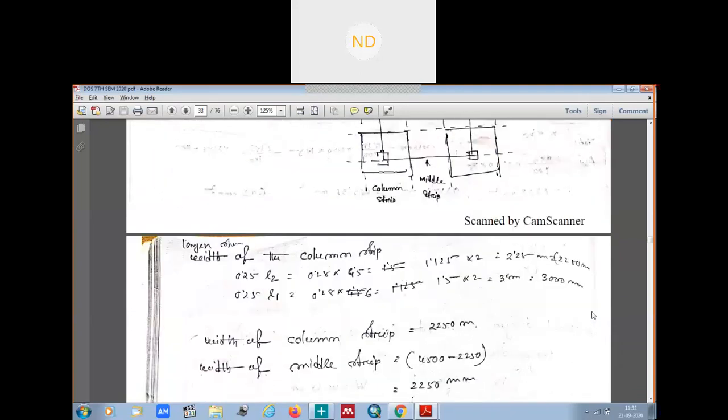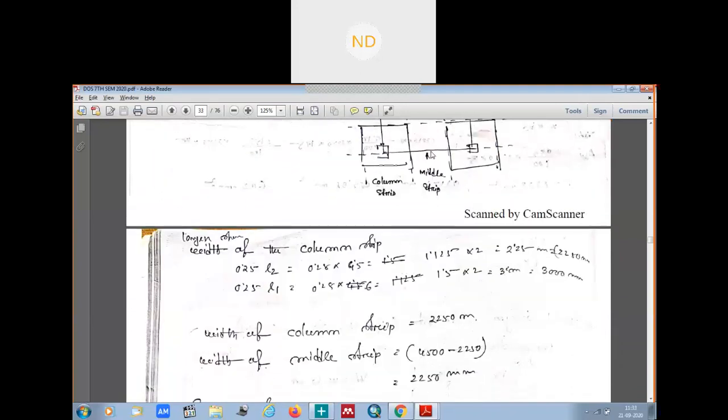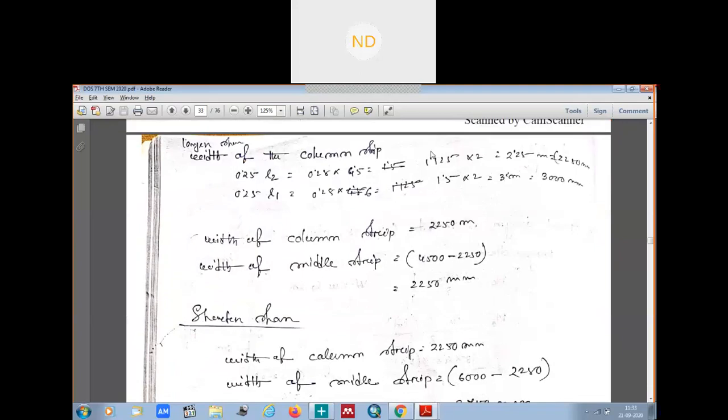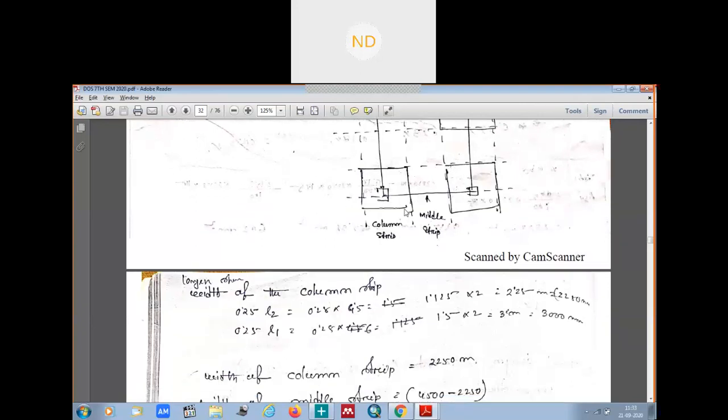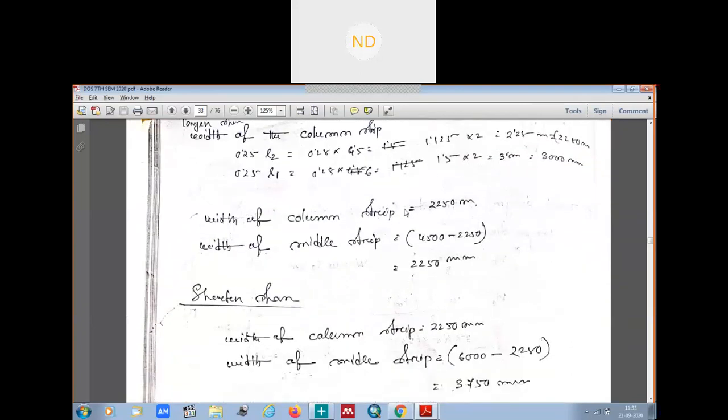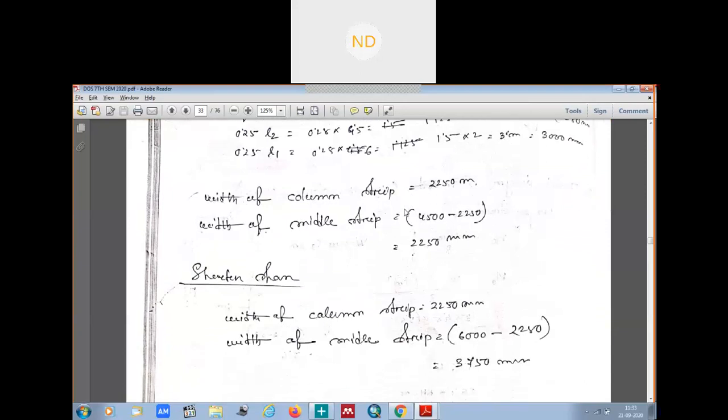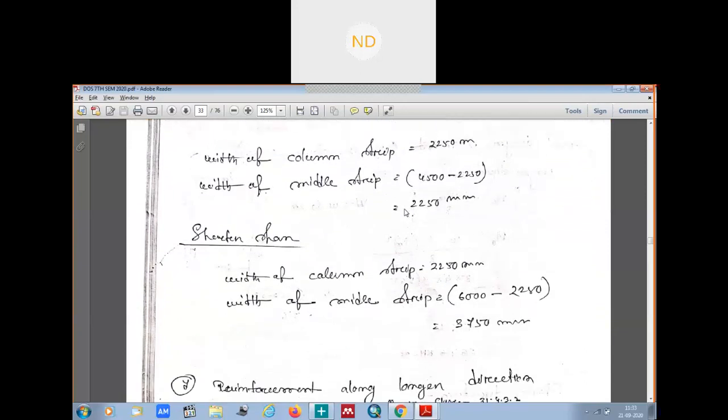see here, that means this is 6000. You will see here 6000 minus 2250. That means from here to here, 6000 minus this and this will give you this middle strip. Okay, so we can find it in this way for the shorter span, the width of the middle strip too.